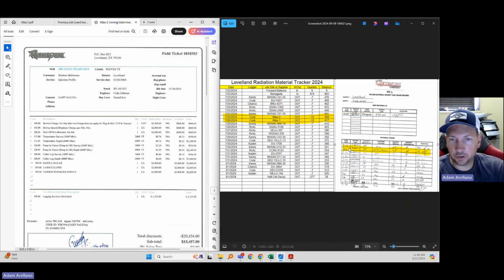So here's a good example. An inspector will be on the lookout for any time we get even close to 50 millicurie handling. And so his eyes are going to go straight to this 45 right here. So on 723, Cody checked out 45 millicurie for a couple Western Midstream logs on the 25th and the 26th.